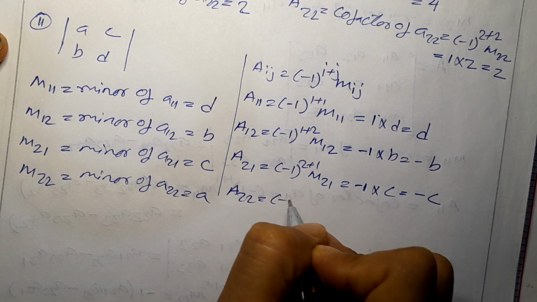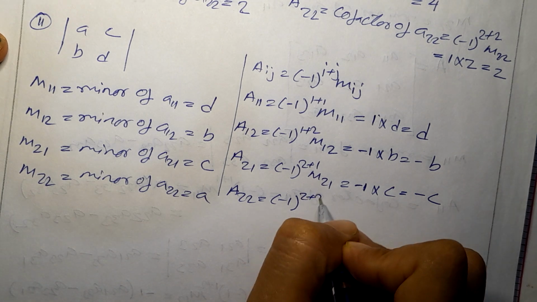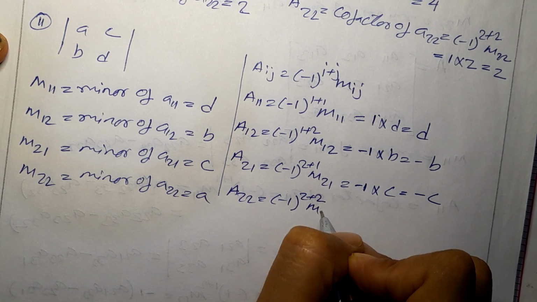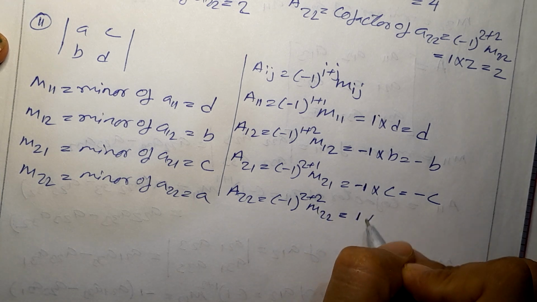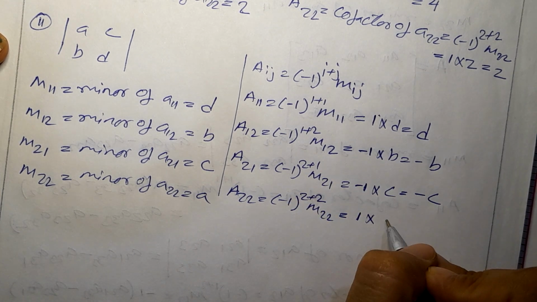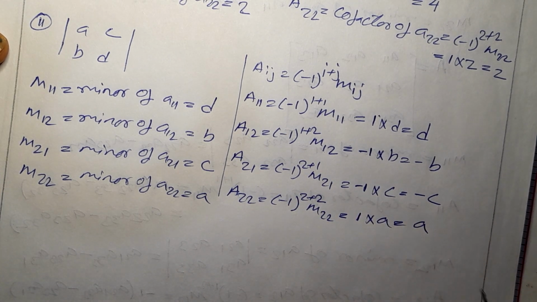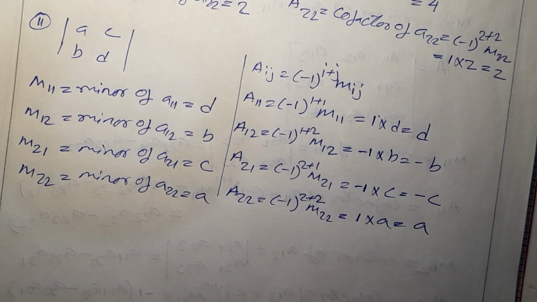A22 is minus 1 power 2 plus 2 times M22. This is even, so it will give 1 into M22. M22 is a, so it will give a. These are the minors and the cofactors of this matrix.